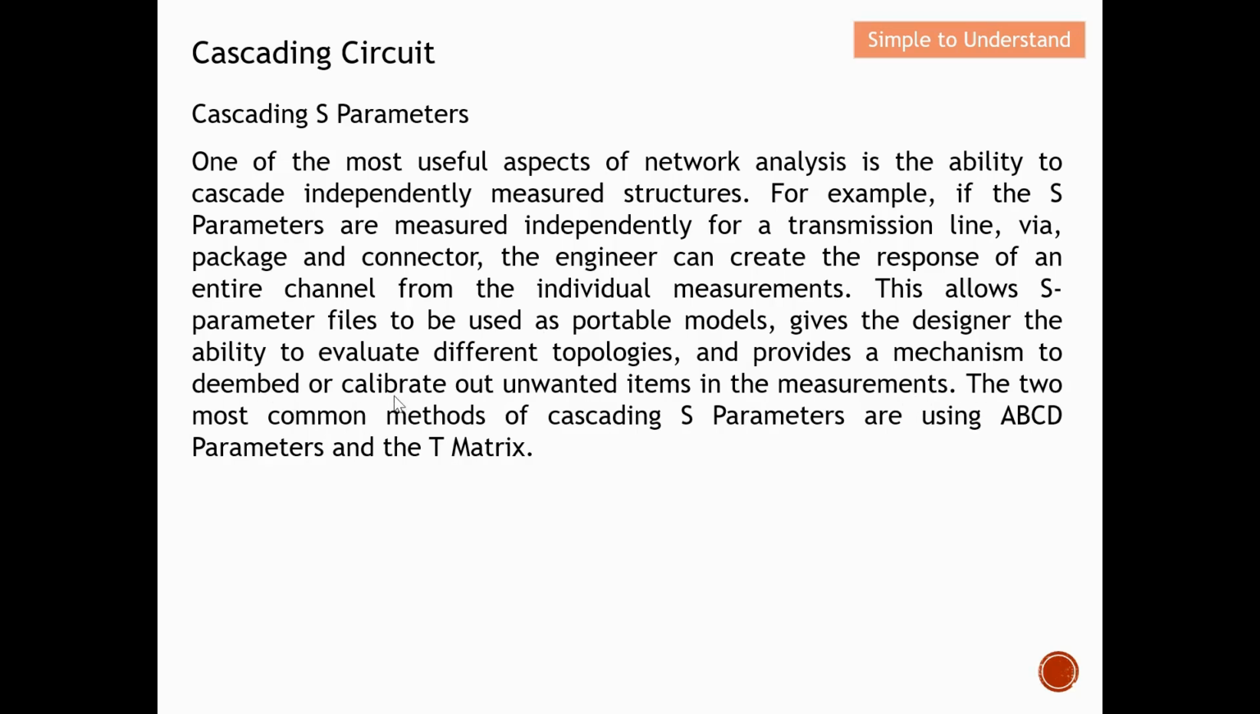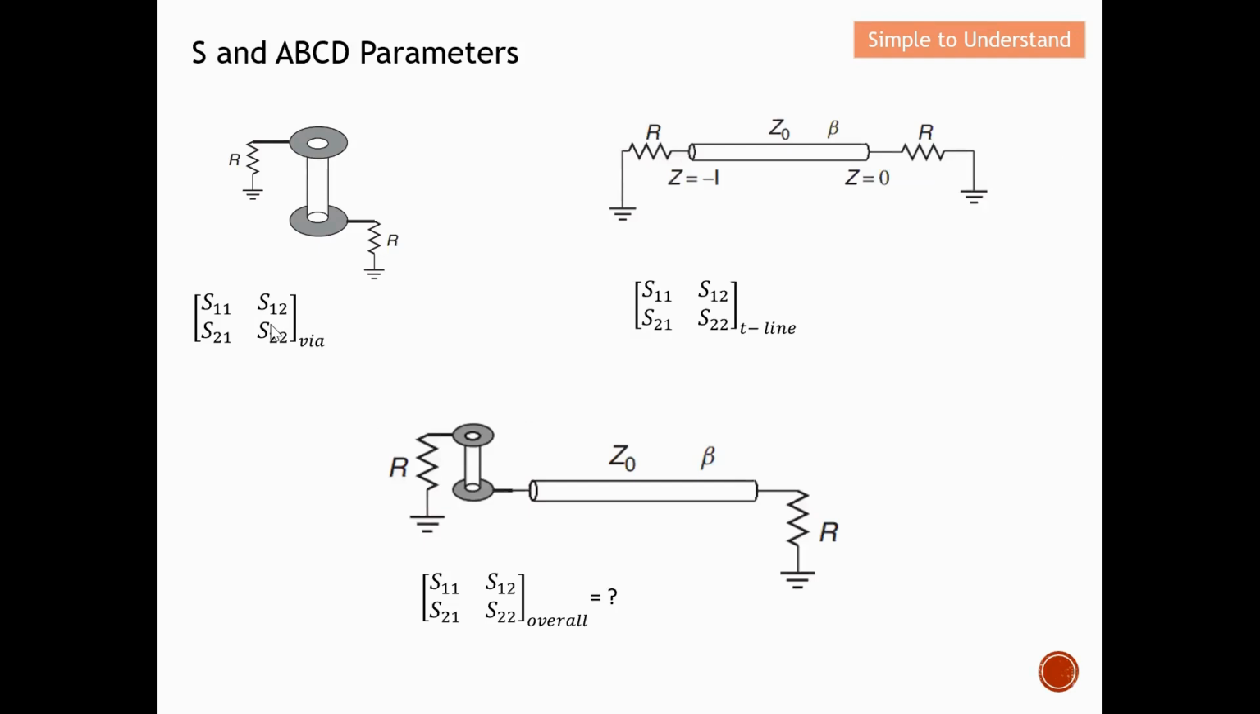The two most common forms of cascading S parameters use the ABCD matrix and the T matrix. Here, I will mainly focus on ABCD parameters first. In my next few videos, I will have some discussion on the T matrix. So basically, let me explain.